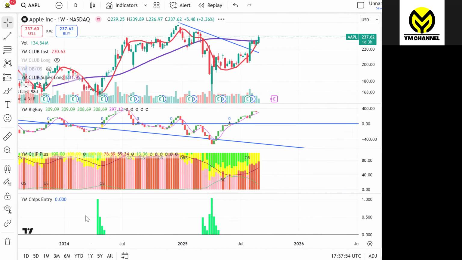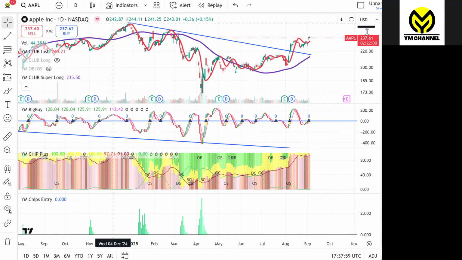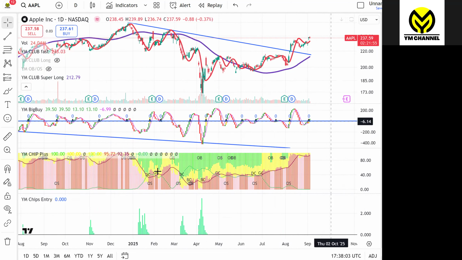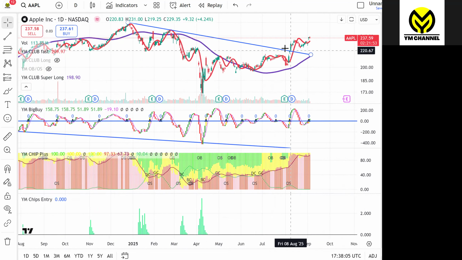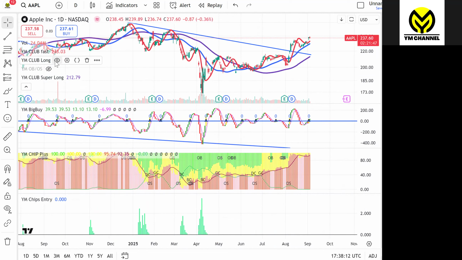And we look at the daily chart. On the daily chart, let's say you don't have my indicator first. If you don't have this, you just buy around here, and you hold it. You hold it. Okay, if you have my indicator, I want you to look at the blue line.